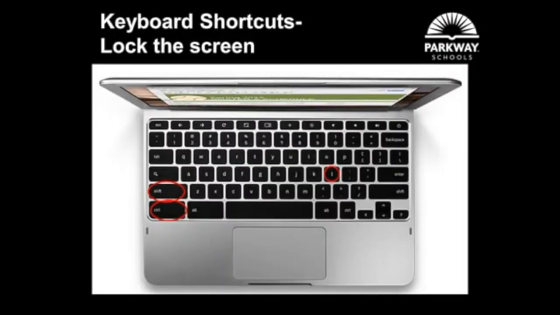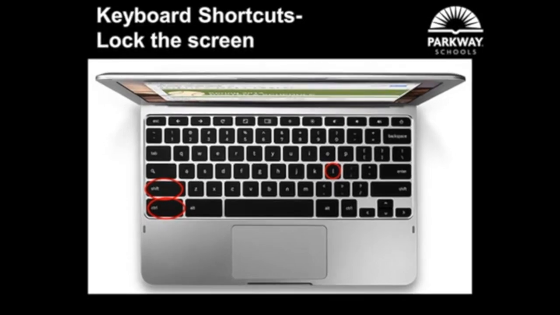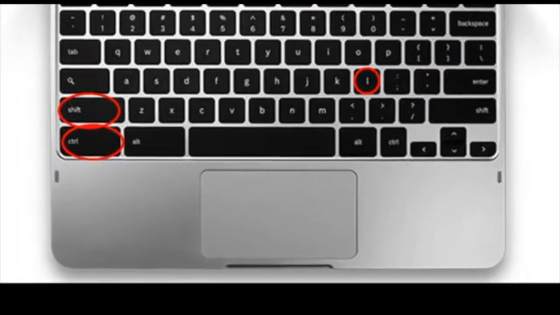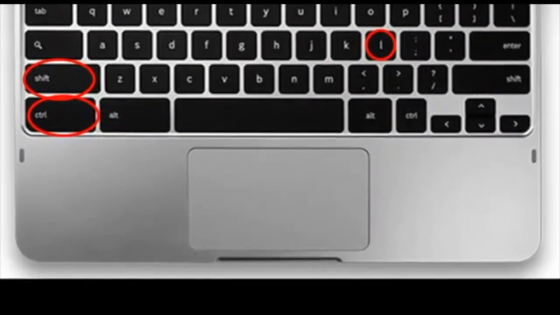You may know how to lock your screen using the button in the System menu that pops up when you click on the status area, but there's also a keystroke that you can use to walk away from your Chromebook and only have to put in your password to get back in. You can lock the screen with the keystroke of Control, Shift, and L. Give it a try. All you have to do is put in your password to get back in.